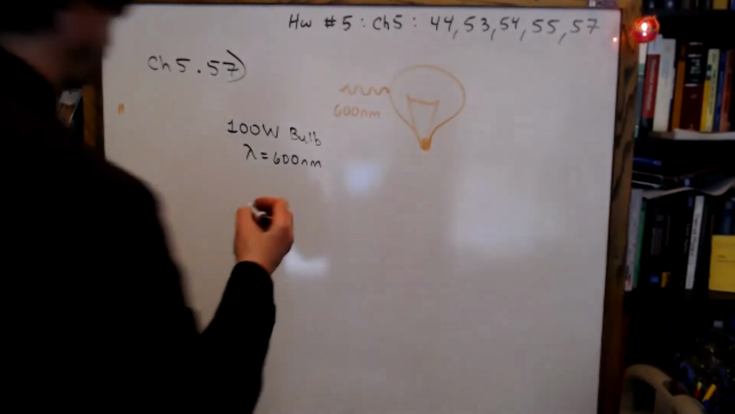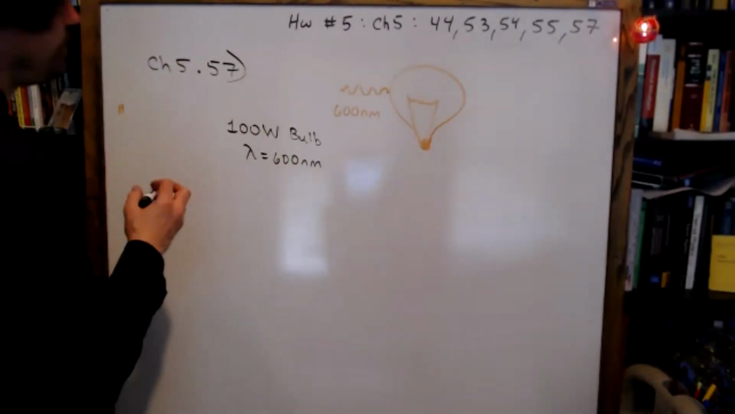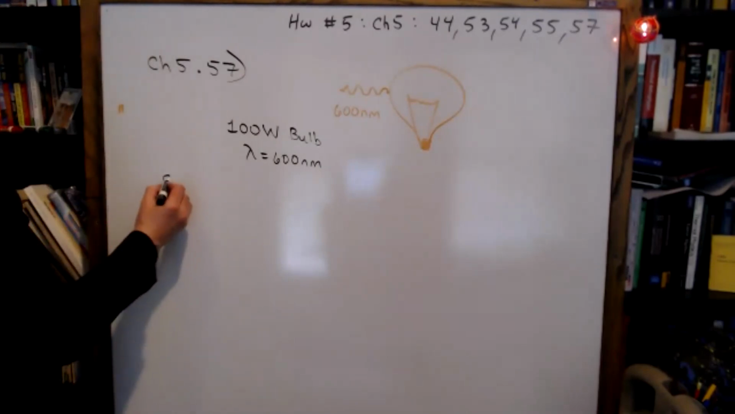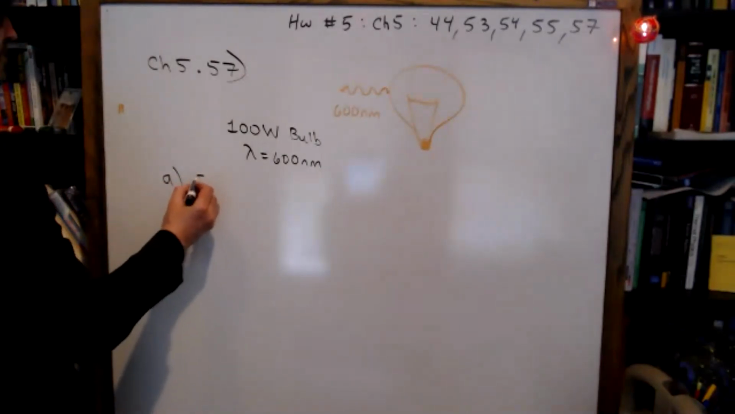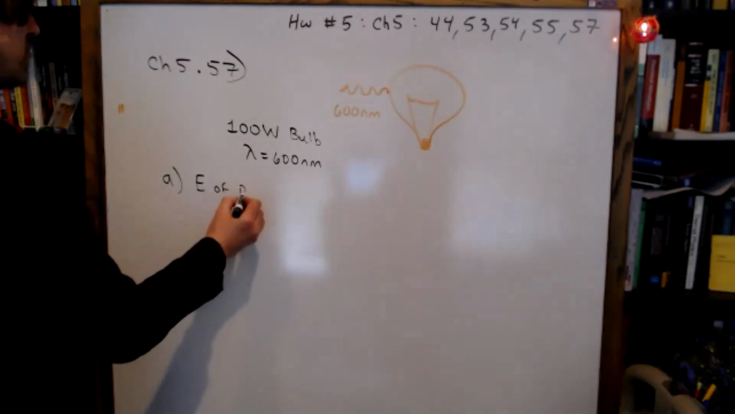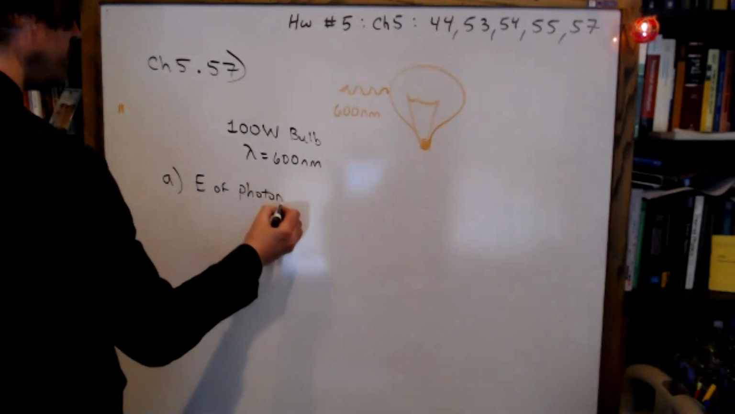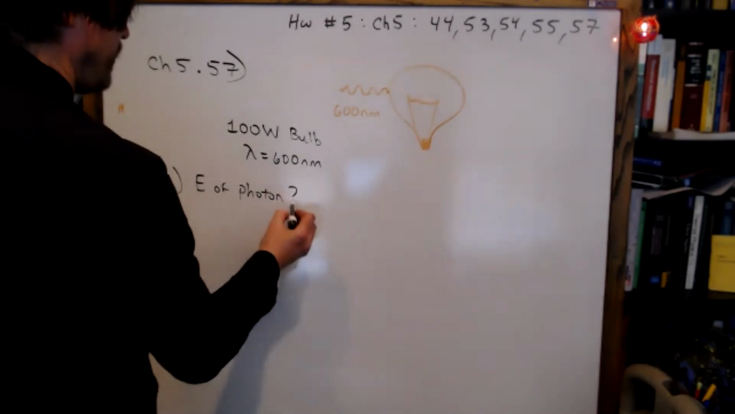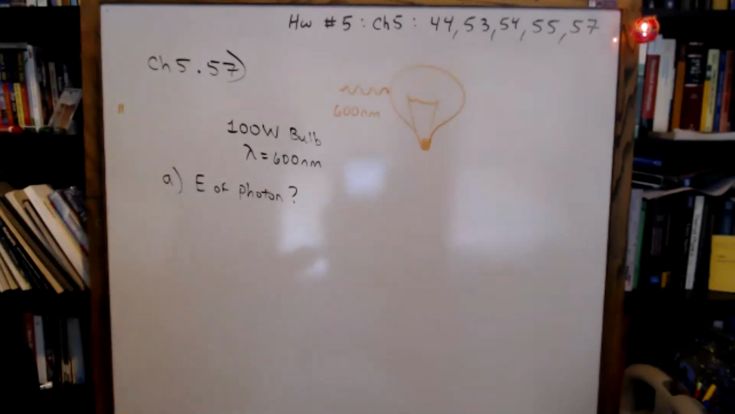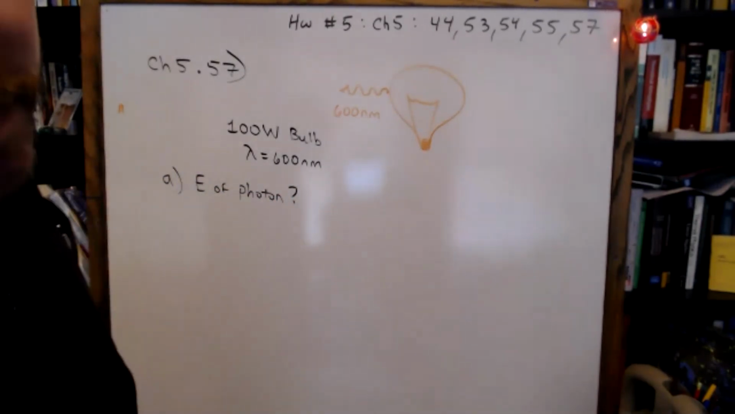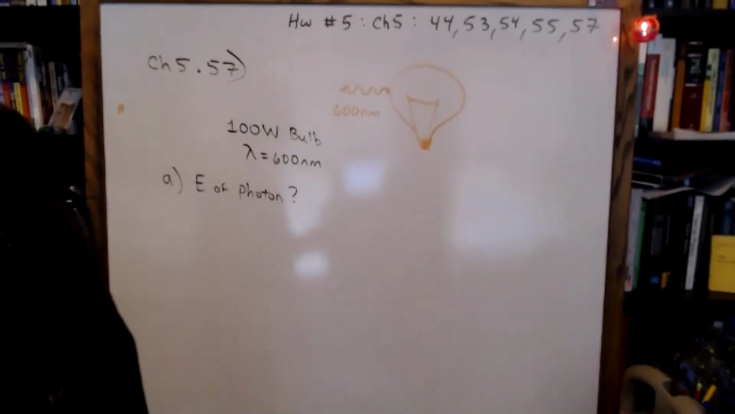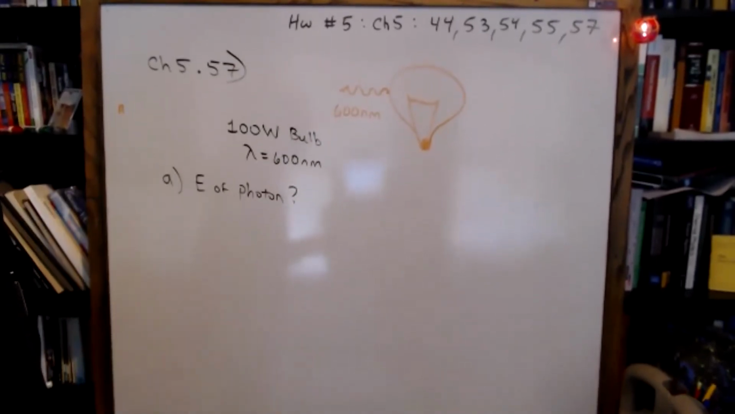Okay, what's it want us to do? A is calculate the energy of a single photon with wavelength 600 nanometers. Which of those three equations would be the best one to calculate the energy of a 600 nanometer photon? Equation 1, 2, or 3 from your previous problem?